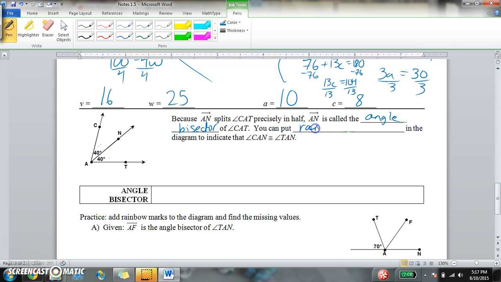So we're going to put, we call them rainbow marks. Different people call them different things. I call them rainbow marks. You'll see why when we talk more about angles. So you just make two curved marks on each angle to show that these two angles are congruent to each other. Just like for segments, we put a tick mark on the segments to show that those are congruent to each other. So an angle bisector is a ray that cuts an angle in half.